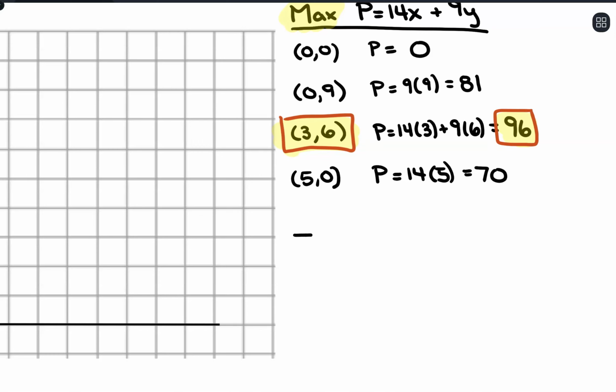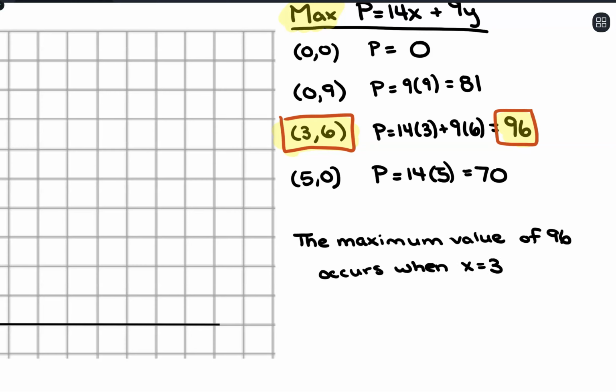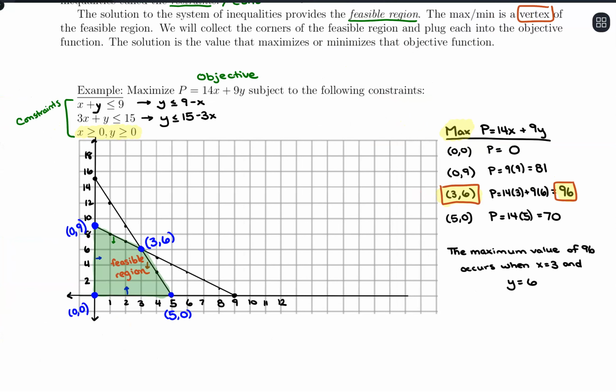so that's our maximum value. So the maximum value of 96 occurs when x equals 3 and y equals 6. And that's our final solution.